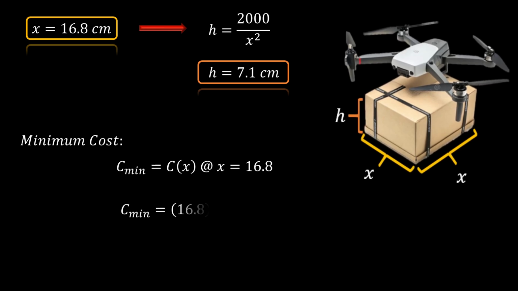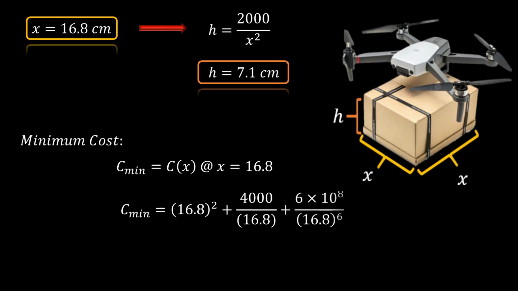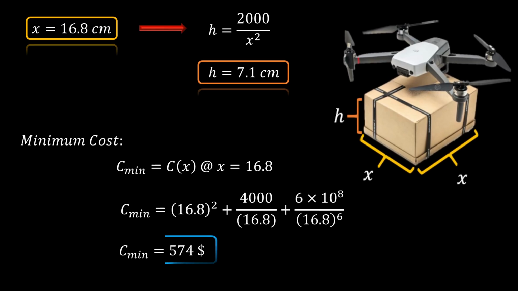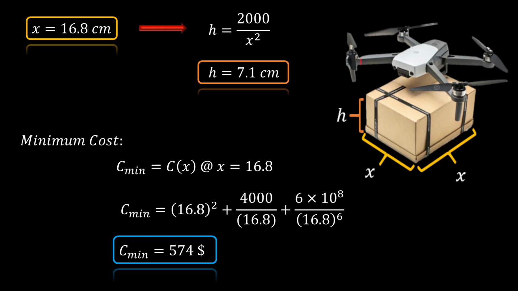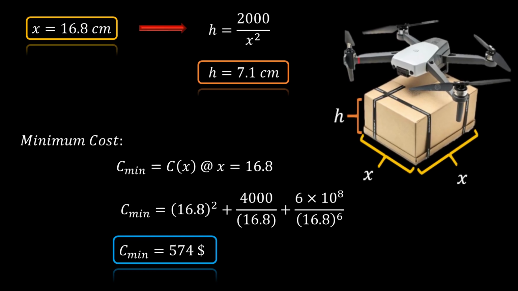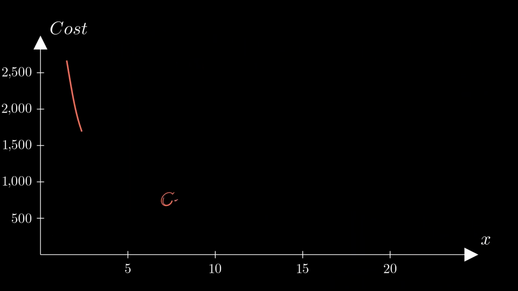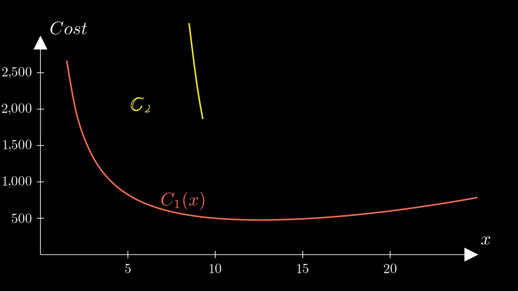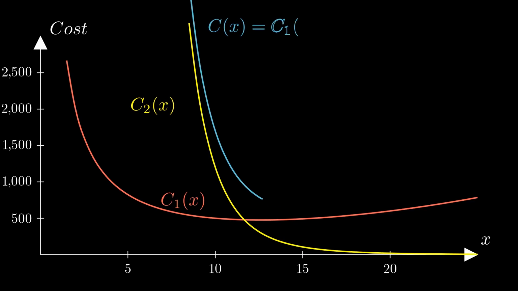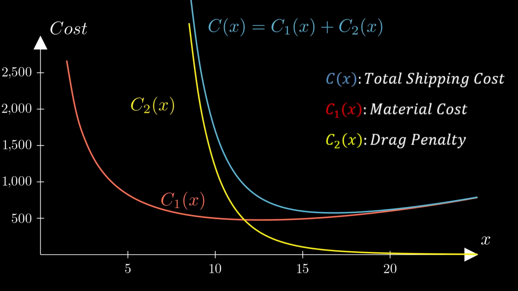Hence, we find the minimum cost occurs when the base side length is about 16.8 centimeters, and the height is 7.1 centimeters. Also, if we plot the cost functions with respect to x, we can see the minimum cost occurs for x equals 16.8. Any smaller box increases drag, and any larger box increases material cost. Thus, a simple drone box leads us to all derivative rules.